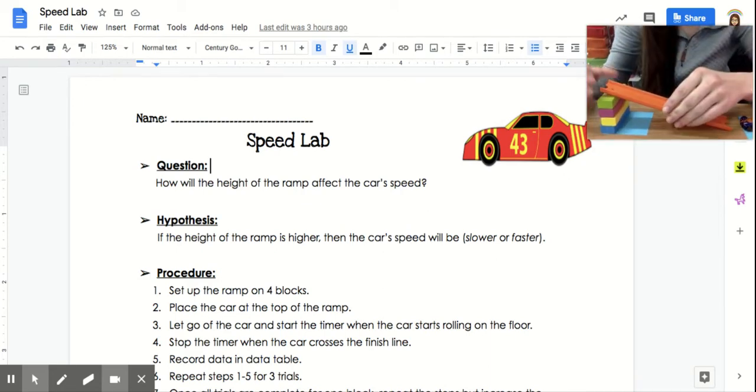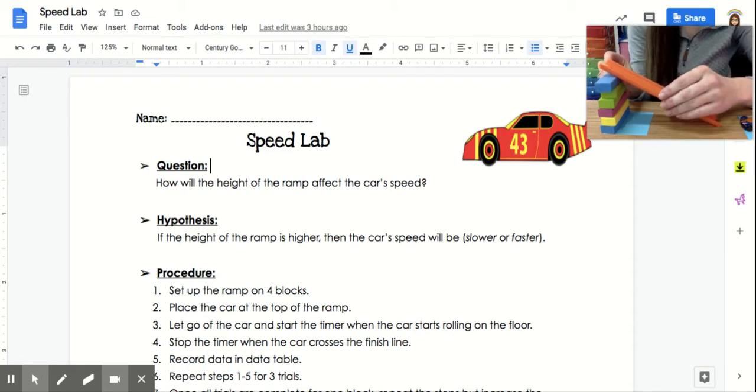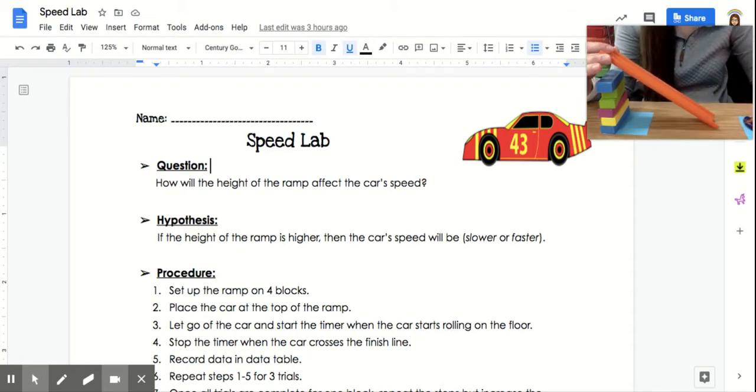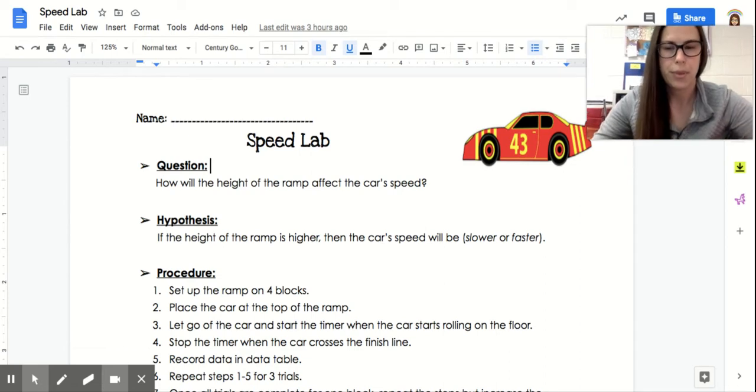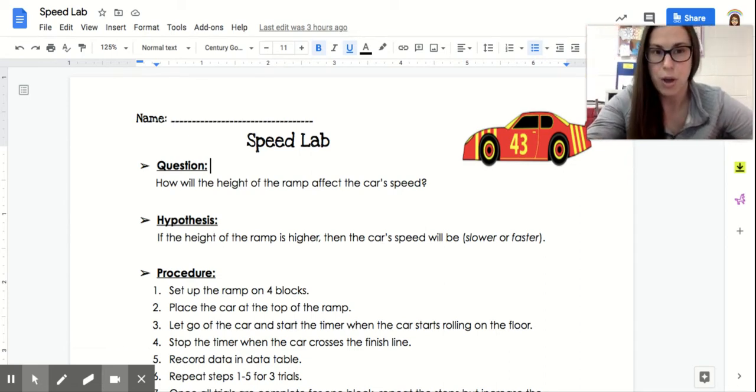After that, we're going to add more blocks. We're going to actually add 2 more blocks to our ramp to make it higher. We're then going to do the same experiment again, where we're going to let it roll onto the ground and calculate out the speed. So I want you to hypothesize, which is basically answering the question.